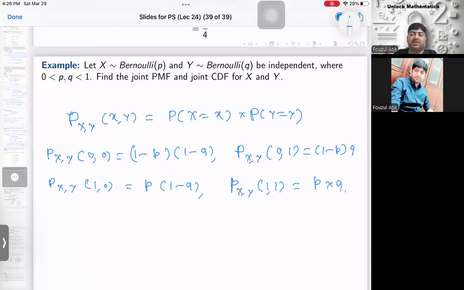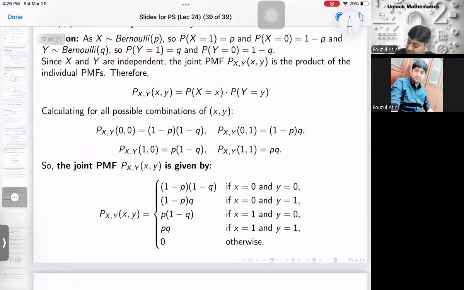So we got the probability mass function, and if you write them together, we should be able to write it in this way: x equal to 0, y equal to 0, this value; x equal to 0, y equal to 1, this value; x equal to 1, y equal to 0, this value; and x and y both 1, this value; and equal to 0 otherwise. So the joint probability mass function of x and y is given by this.